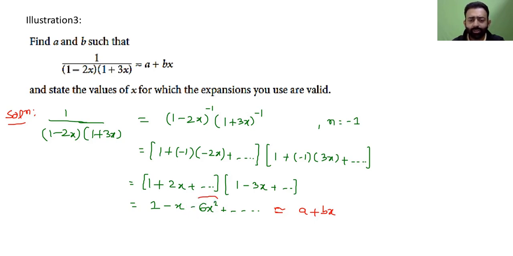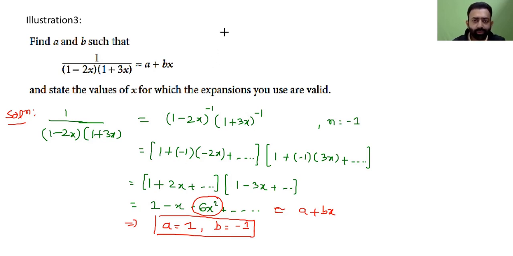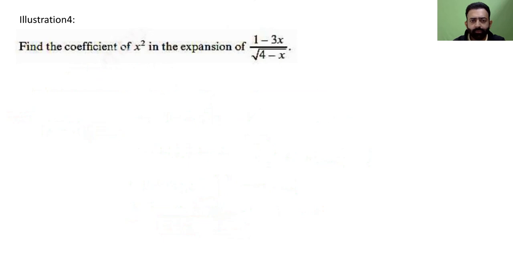So we can ignore the minus 6x square, and now if you compare, the LHS, which is 1 minus x, must be equal to a plus bx. That means the value of a is plus 1 and the value of b is minus 1. Okay, a is plus 1 and b is minus 1. Fine. Let us do one more question.